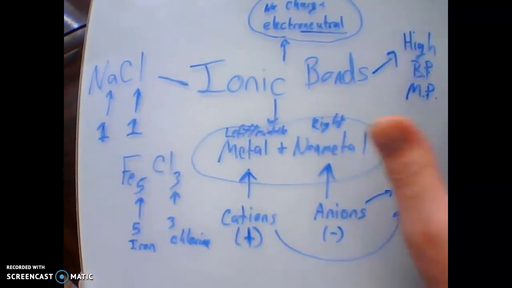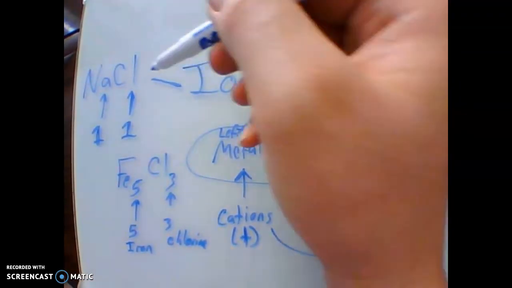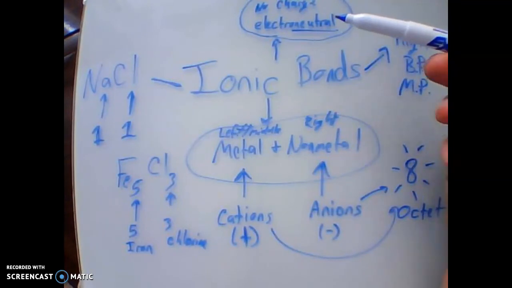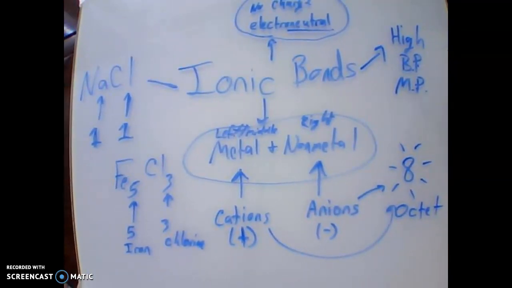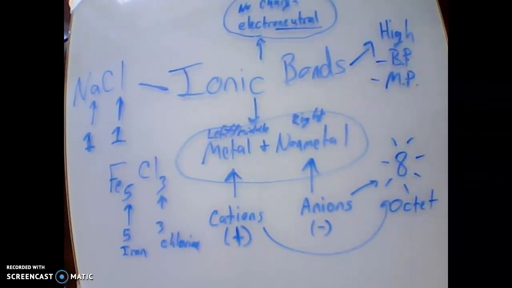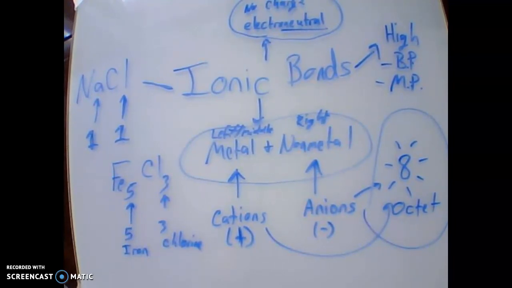The nice thing is most of you understand these ionic bonds very well, and it's just a matter of reviewing this material and figuring out, okay, they're electroneutral. It's a metal and a nonmetal. You have a high boiling point, you have a high melting point, and everything is based around getting that octet. So hopefully that helps with anions and cations and within the ionic bonds.